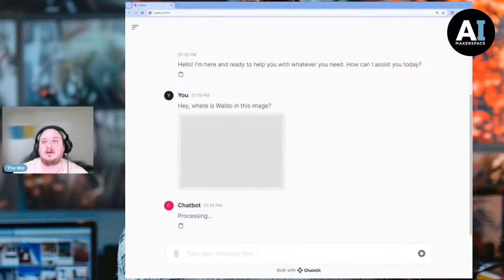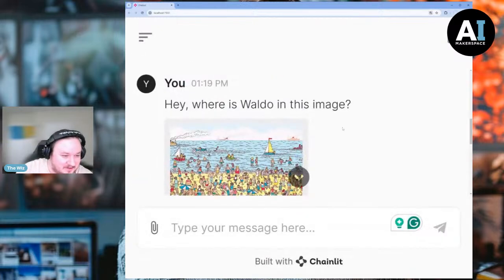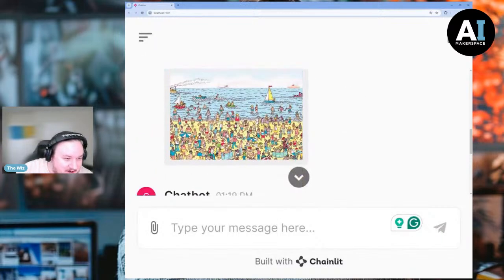So, Waldo can be found towards the bottom right section of the image. He's wearing a signature red and white striped shirt, blue, standing near someone who is sitting on a blanket. Now, this is fantastic because in the testing it didn't work, but if we look at the image, I'll try to zoom in a little bit here. It's going to be hard for you to see, but he is indeed right where they say.